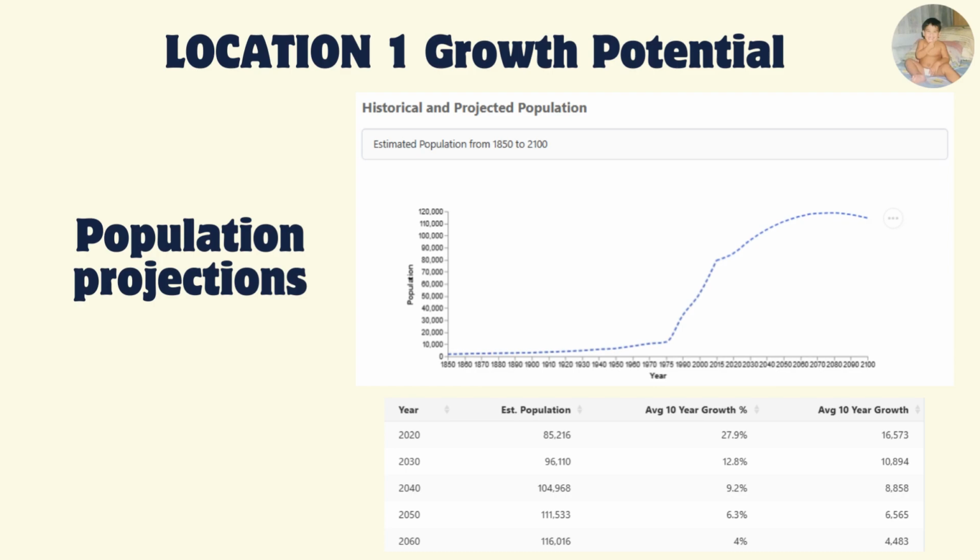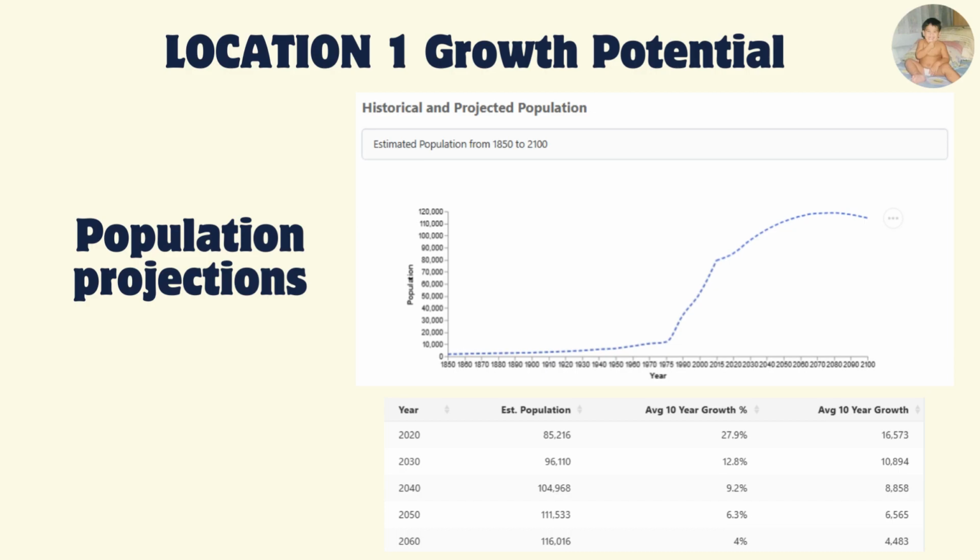In 2020, the estimated population was 85,216 with an average 10-year growth percent of 27.9%, which is equivalent to 16,573, while in 2030, the estimated population was 96,110, with an average 10-year growth percent of 12.8%, which is equivalent to 10,094. Moreover, in 2040, the estimated population was 104,968, with an average 10-year growth percent of 9.2%, which is equivalent to 8,558.